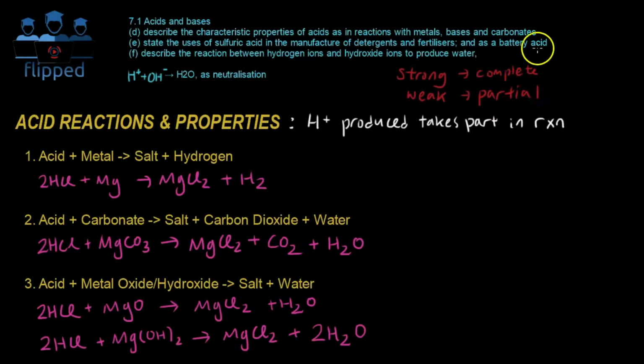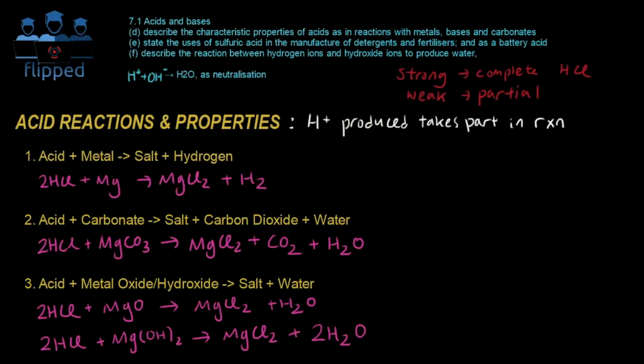We'll be using strong acid as an example in the reactions because it is when the H plus is dissolved to its greatest extent, and so that's why it can be used in reactions. Please take note that in order to have acid reactions, H plus has to be produced. If H plus is not produced, the acid itself has no reaction at all.